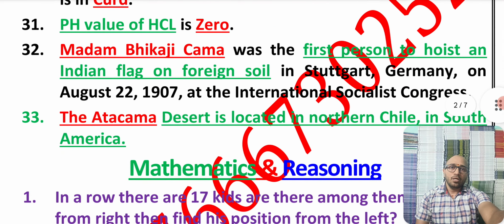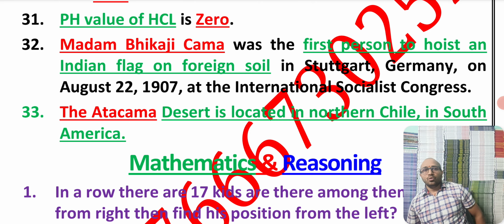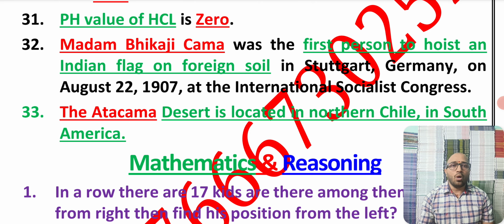pH means potential of hydrogen. The minimum, that is 0, you will find in HCl. I want you guys to comment. What is the pH value of stomach acid?